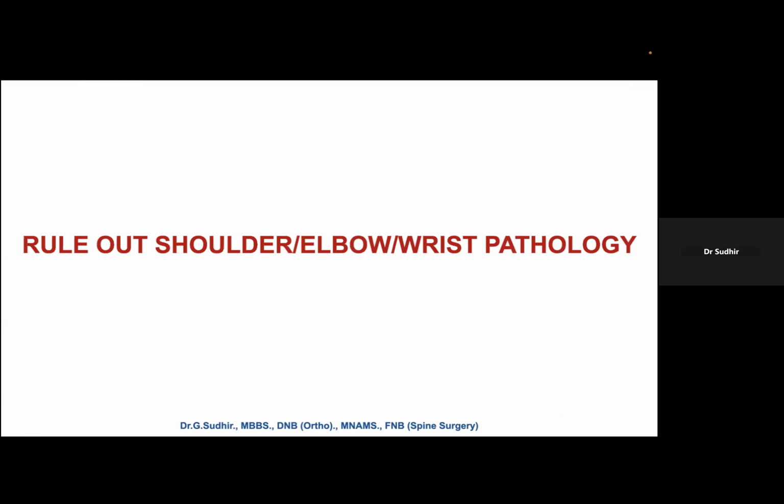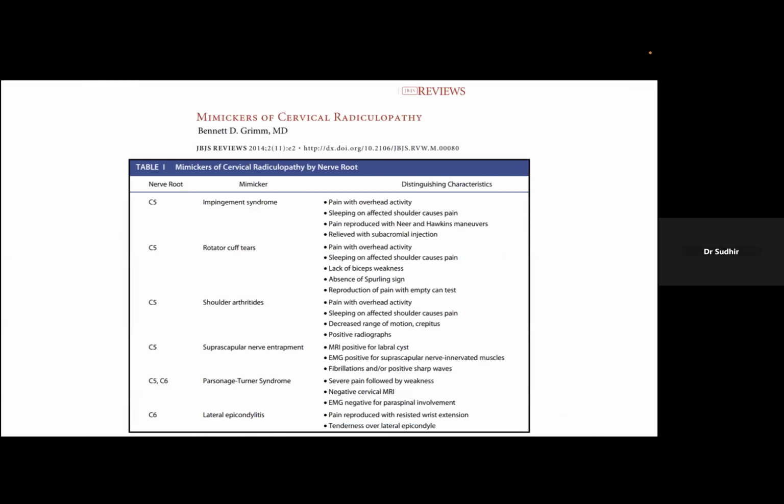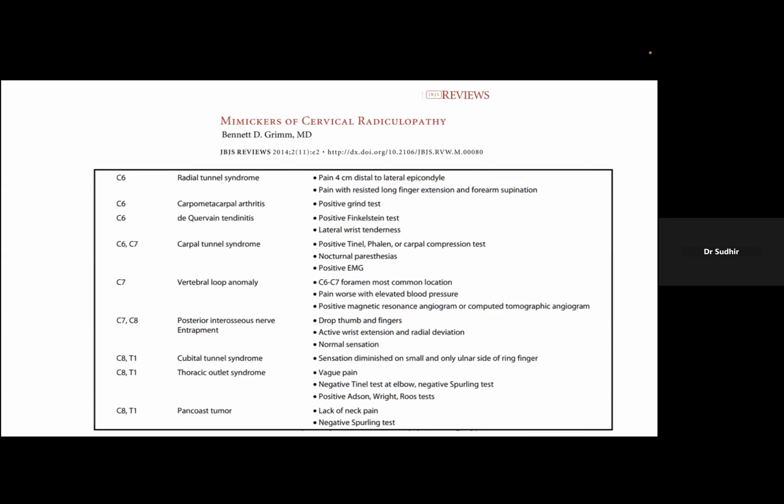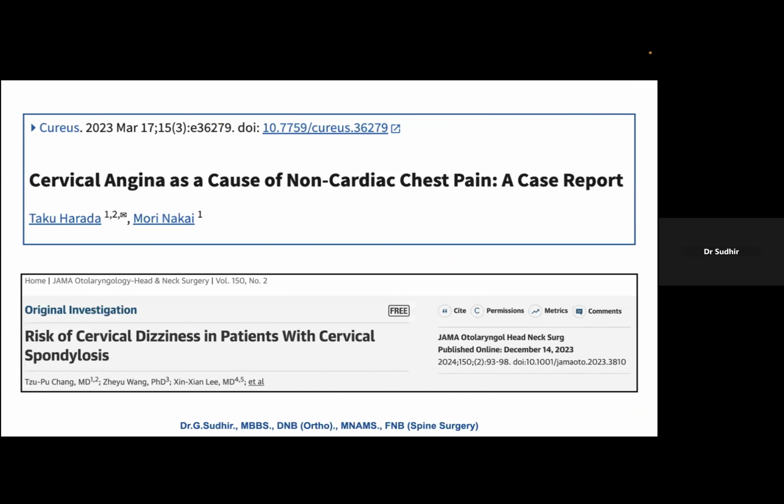Finally, you have to rule out your shoulder, elbow, and wrist pathology. I think the next speaker will talk in detail about the differentials and the masquerades of cervical radiculopathy, starting from impingement syndrome, shoulder pathology, suprascapular nerve impingement, even tennis elbow, carpal tunnel syndrome. Everything can mimic cervical spine pathology, so you have to rule them out.